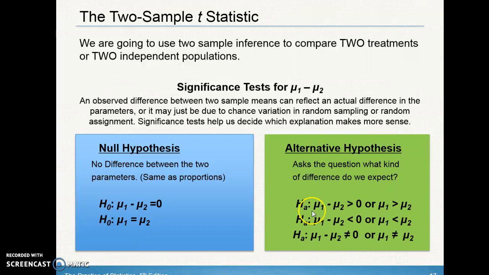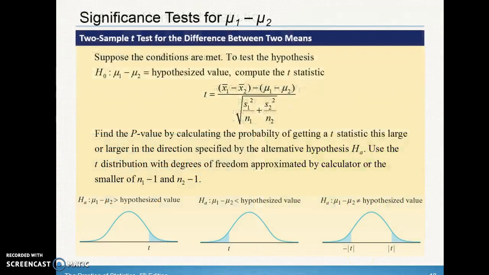You can write this a couple of different ways. Mu1 minus mu2 is greater than 0. That's like saying population 1 is greater than population 2. Or we say population 1 minus population 2 is less than 0, or population mean 1 is less than population mean 2. Or, just like our other tests, we say that they're not equal to each other. So when you subtract them, they're not equal. We don't know if one is larger than the other or which one's larger. So those are your 3 different alternatives.